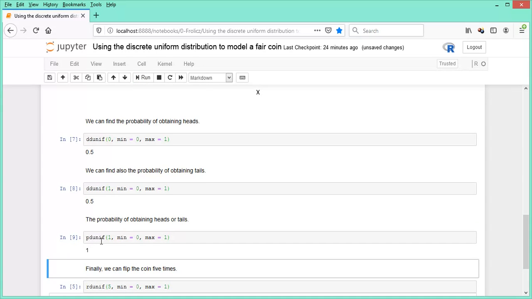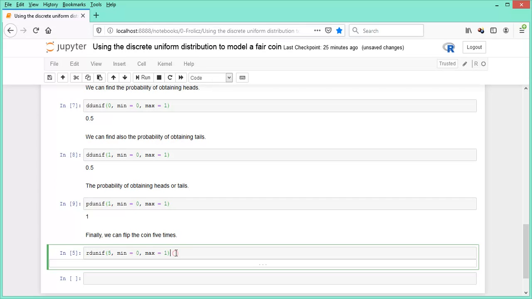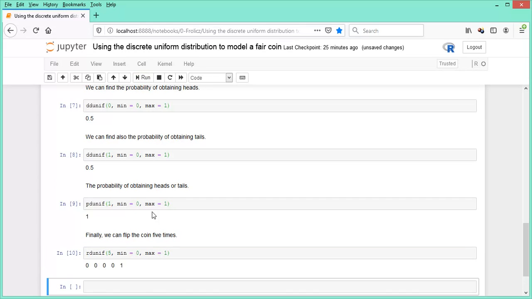Notice we've used here the pdunif function, which will find the probability of getting at most a 1. So to get at most a 1 is to get a 0 or a 1. That would be the probability of 0 plus the probability of 1, which is a half plus a half, which is 1. And finally, we can flip the coin 5 times using the rdunif function. We just pass the value 5 because that's how many we want, give the same parameters, and when we run that, we see we got heads, heads, heads, heads, but the fifth one was tails. So that's how we can use the discrete uniform distribution to model a fair coin in R.